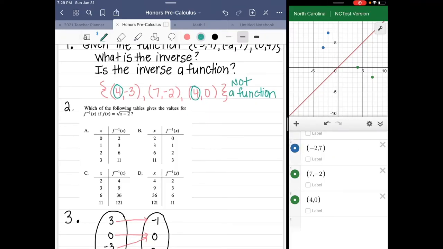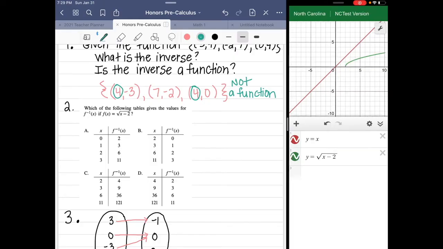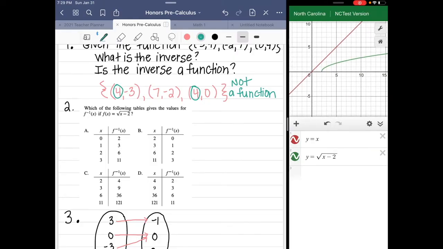All right, so then the next one says, which of the following tables gives the values for the inverse? I know we're talking about the inverse because it has that negative 1, if the original function f of x is the square root of x minus 2. So they want to know which table represents that. Well, let's list some values in my table and put those together.